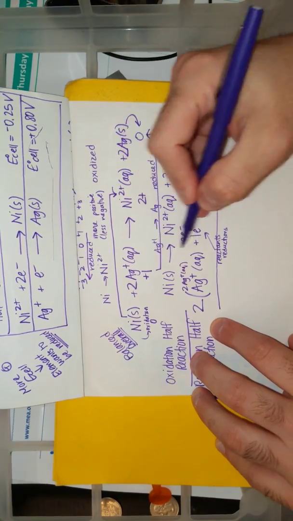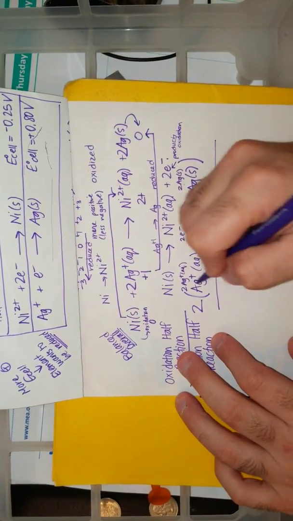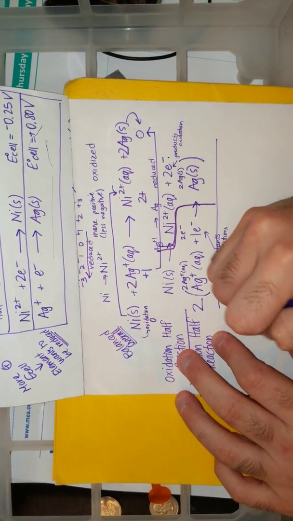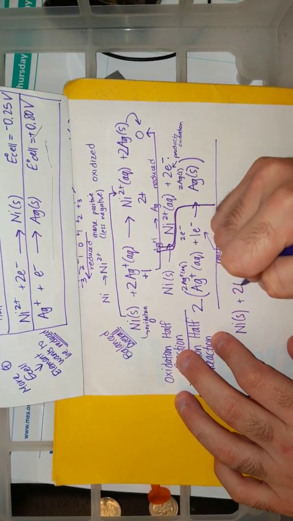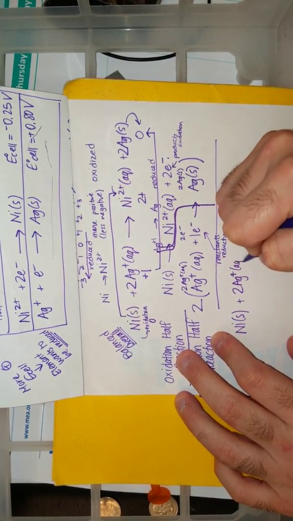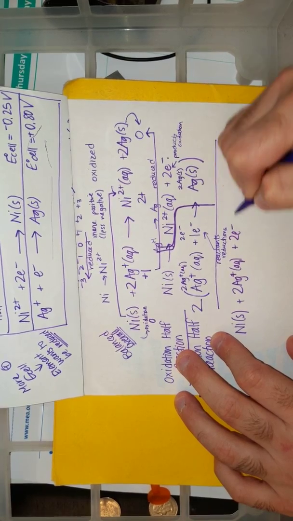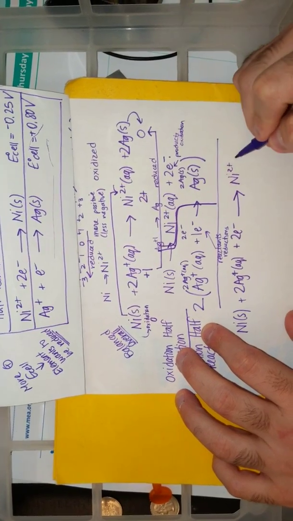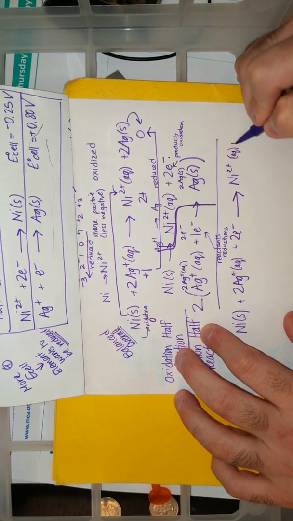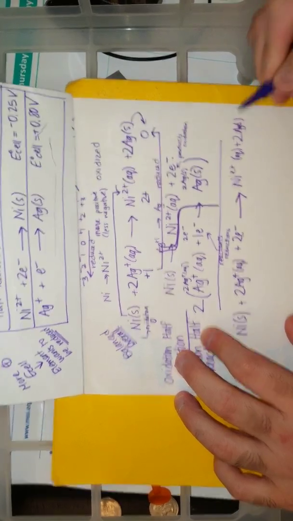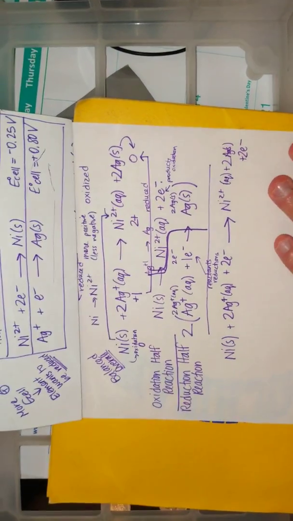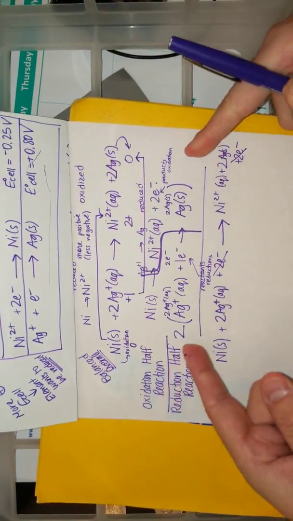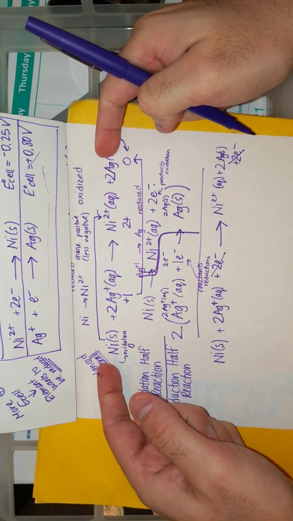So when I add these two reactions together, I'll add my left and right sides together. So if I add my left side, I get nickel solid plus 2 Ag plus aqueous plus 2 electrons yields Ni2 plus aqueous plus 2 Ag solid plus 2 electrons. And look at this. I have 2 electrons on both sides. They cancel out, and I get my overall balanced redox reaction.